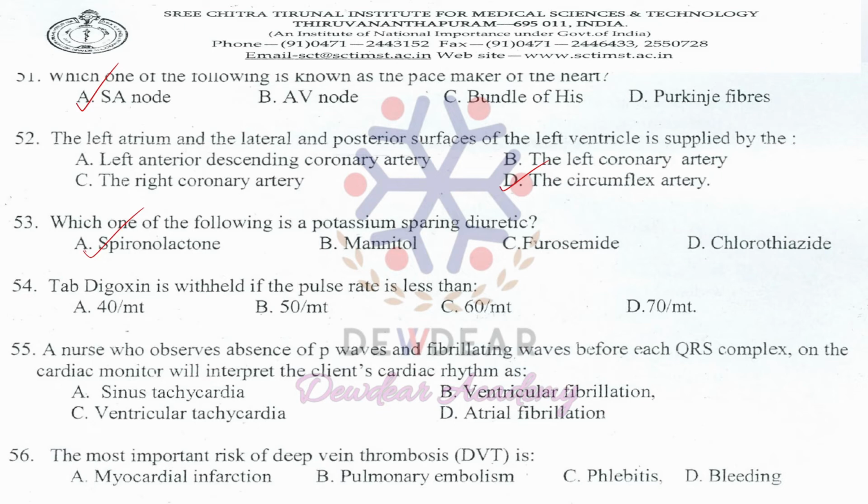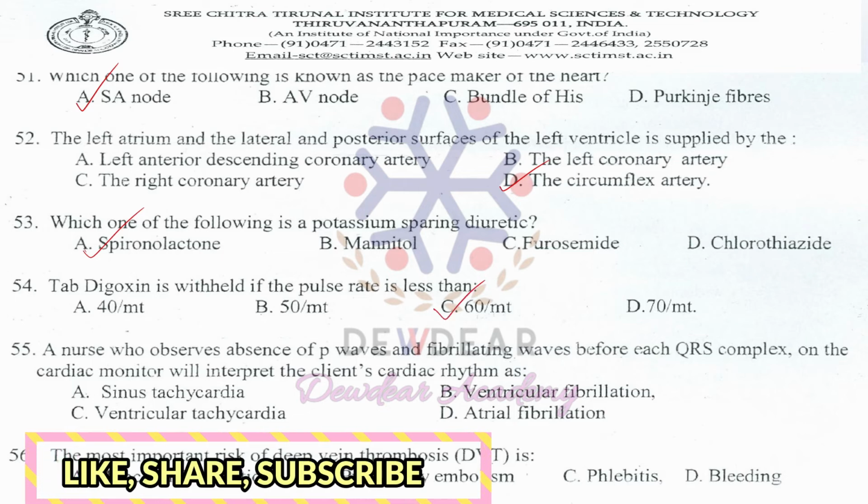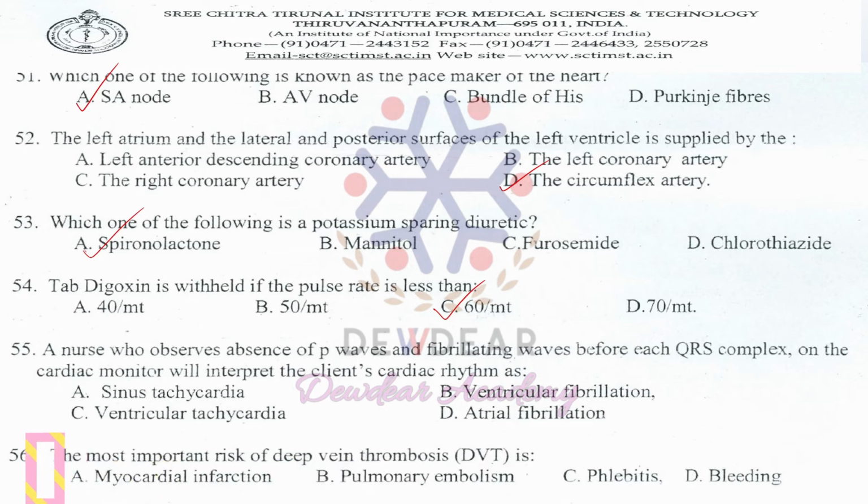Then question number 54. Tab digoxin is withheld if the pulse rate is less than. Options are 40 per minute, 50 per minute, 60 per minute, 70 per minute. So here the answer is option C, 60 beats per minute. Tab digoxin is withheld if the pulse rate is less than 60 beats per minute.